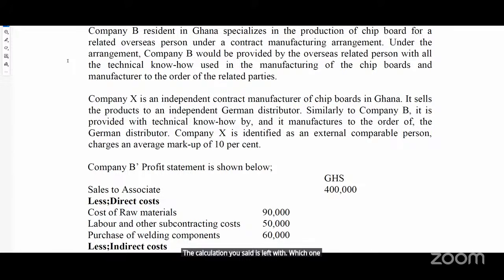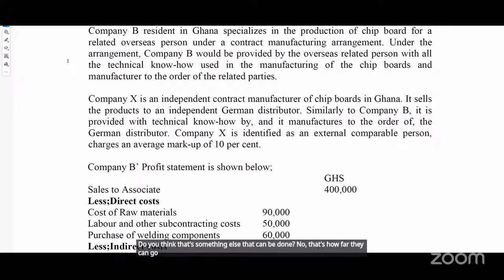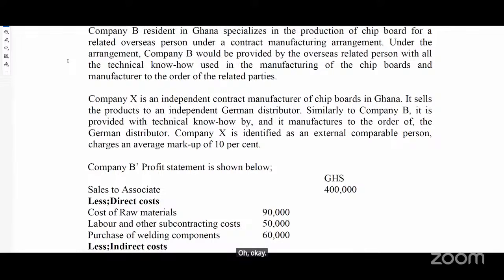The resale one? But have we not done all the calculations for resale? Or you are not on the call then? I was on the call. We did one for the brand. Do you think there's something else that can be done? No, that's how far they can go. Even at the advanced levels, we don't even go that far. Oh, okay. Should I read it? Yes, please. Thank you.